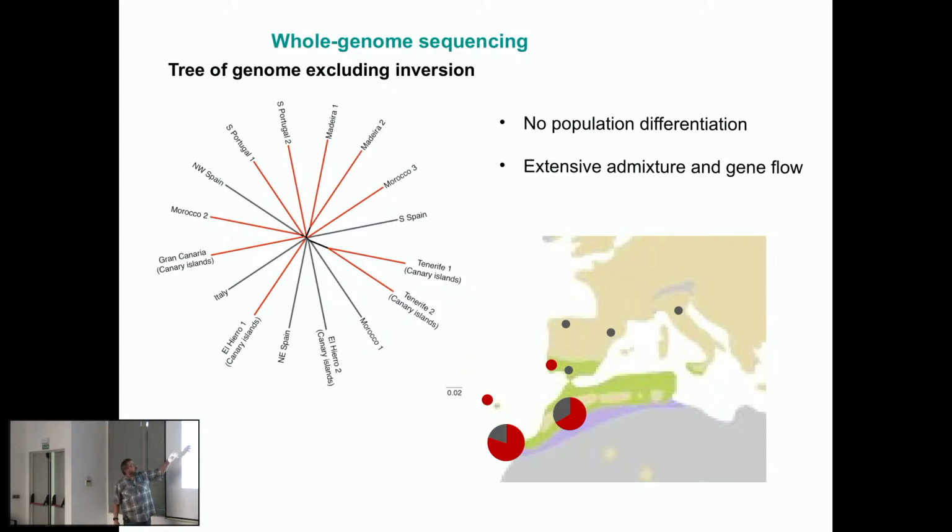We see close to each other individuals from Italy, from the Canary Islands, from Morocco, from Portugal, all mixed up without any kind of structure. This is basically what we can expect.